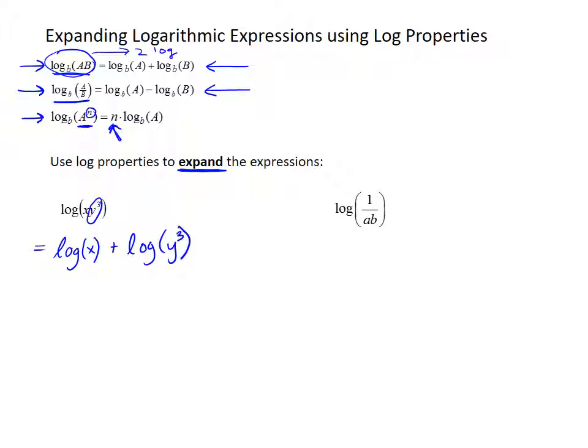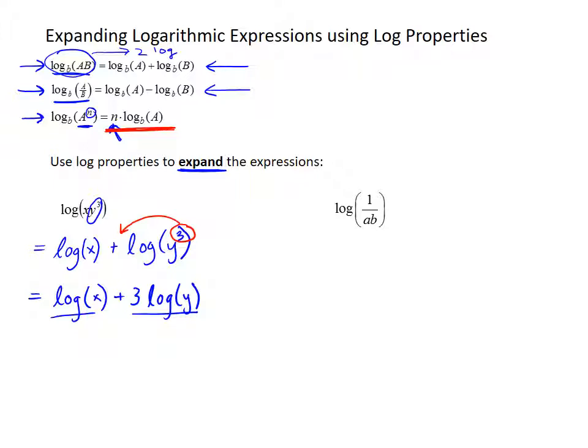So again, x and y cubed are multiplied, so we break it up into the sum of logs of those factors. Now, the next thing to do is to take care of that exponent. That 3, using this last property, can come out front, but only in front of this single second log expression. So what we're going to have is the log of x just remains, and the 3 comes out in front of log of y. All right, so that's expanding this first example. Notice in the end we end up with 2 logs instead of a single log. Let's try another one.